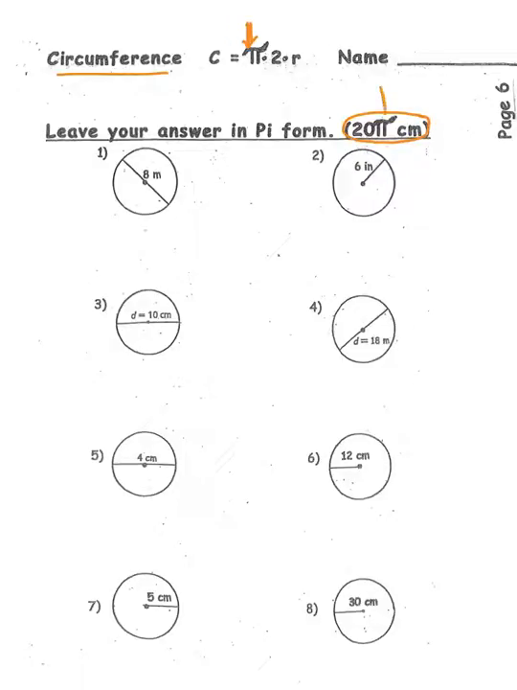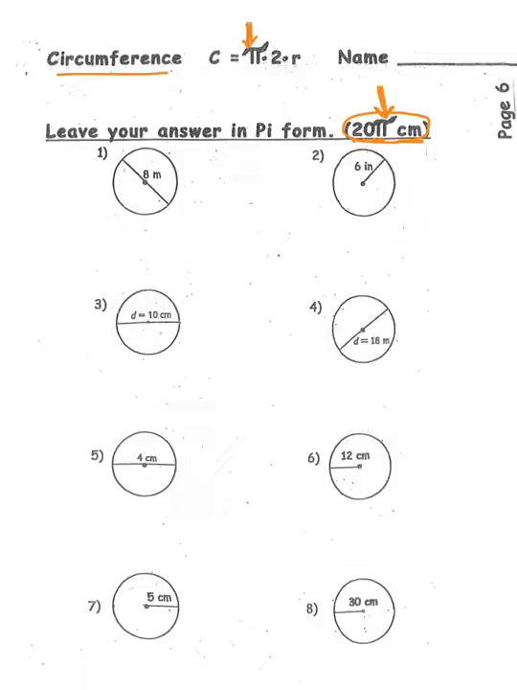We don't put an actual value in for pi. We leave the answer in pi form. It's an easier way of managing a number like pi, and you just express the circumference as 20 pi centimeters around the circle. It's a very easy way to manage pi.